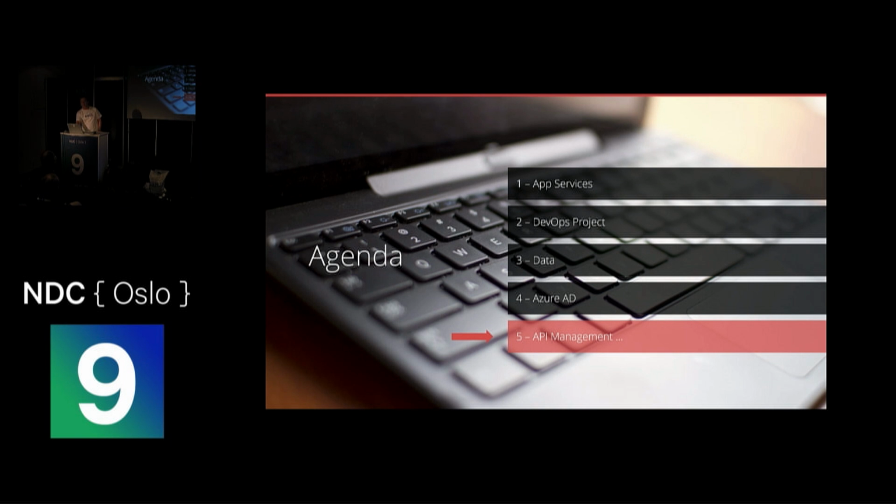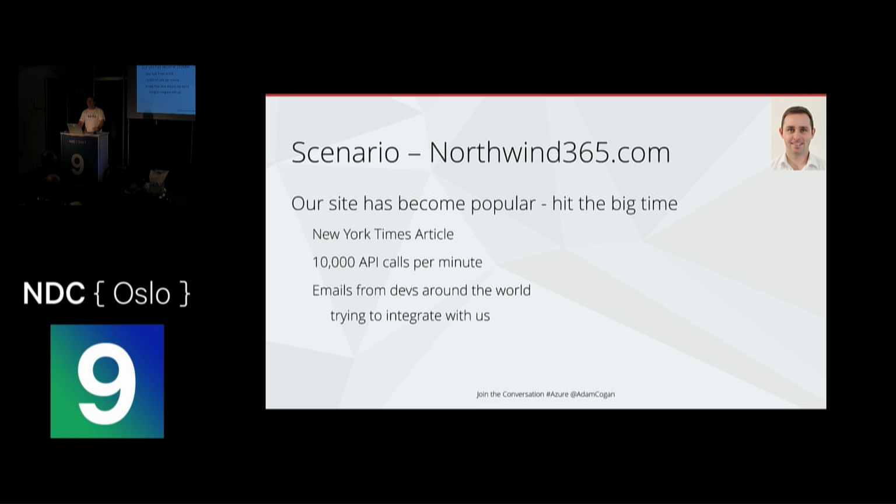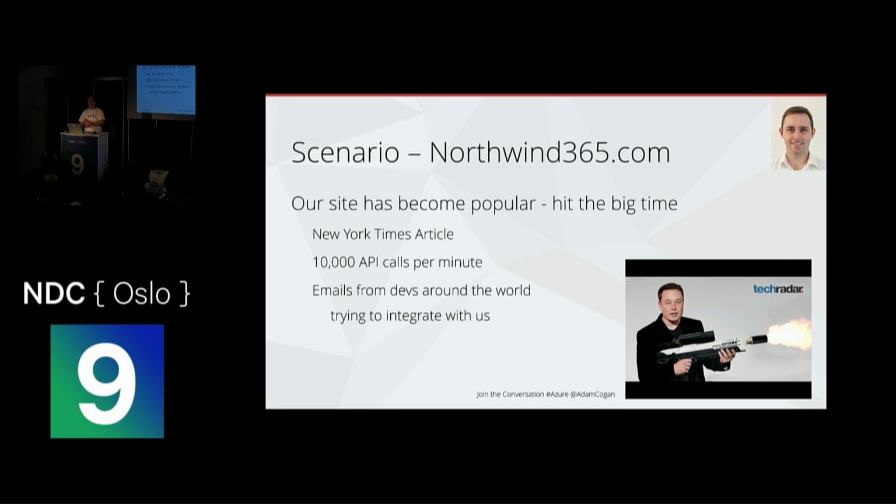So, let's move on to API management. And it is a big deal, API management. And here's our scenario. We've got Northwind 365. We hit the big time, and there are thousands and thousands of calls per minute once this New York Times article comes out. We've got emails from devs all around the world who are trying to integrate with us. And then some celebrity tweets about how cool our product is. And this is actually a known thing. You know, this guy's got Kim Kardashian and Paris Hilton on the brain.